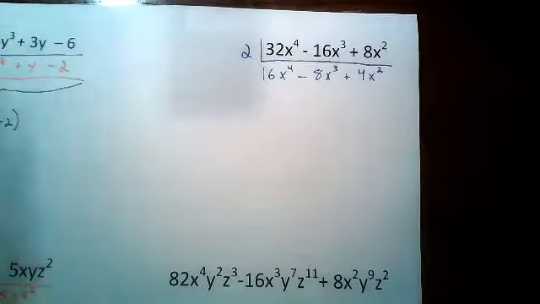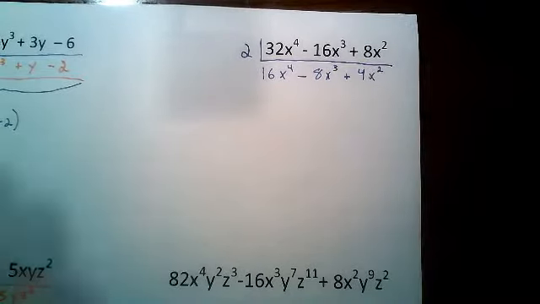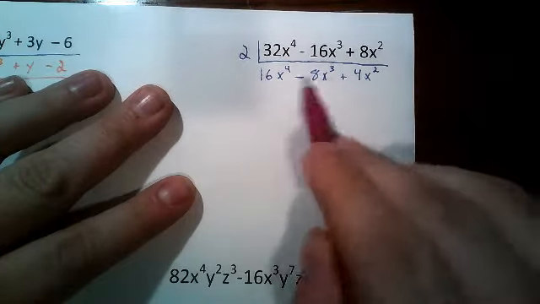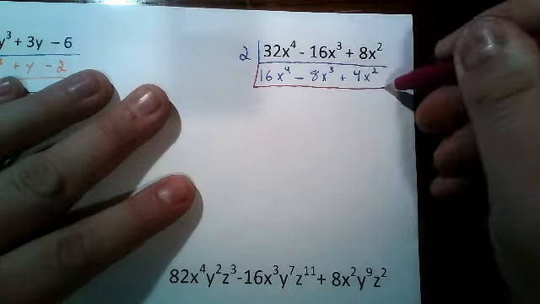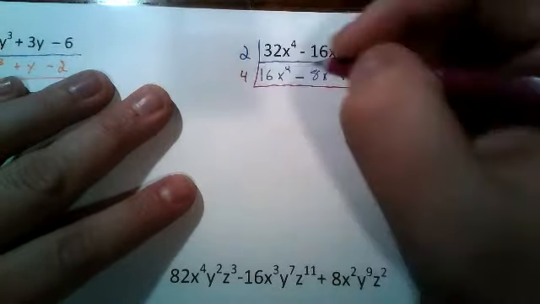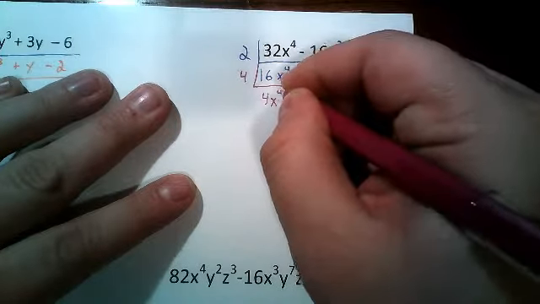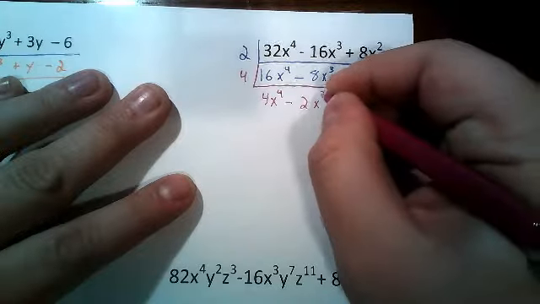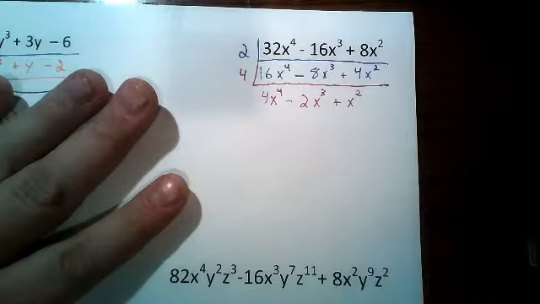Okay. And now, is there another number that I can take out? Well, let's try again. So I could take out, well, they're all divisible by 4. So let's do it again. And let's take out a 4. So I get 4x to the fourth minus 2x cubed plus x squared.